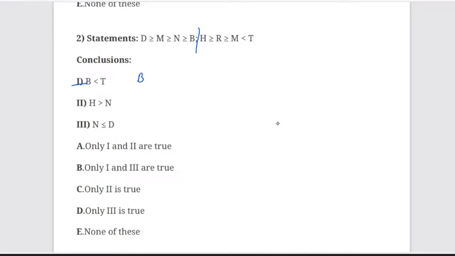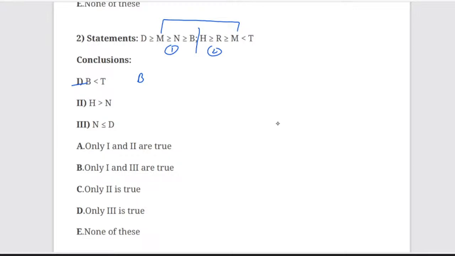So B is here and T is there in the second. This is the first, this is the second. So in between them, what is the bridge? M. M is the bridge. So we need to go from B to M and then from M to T. So we go like B is less than equal to N is less than equal to M is less than T.